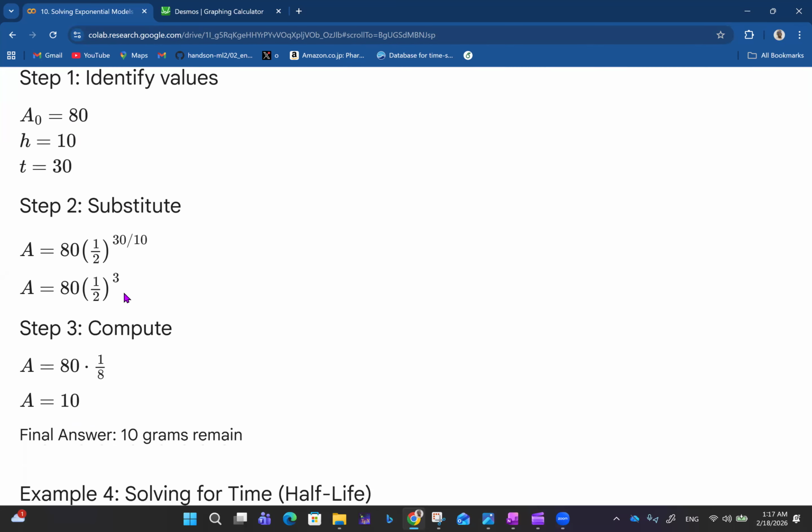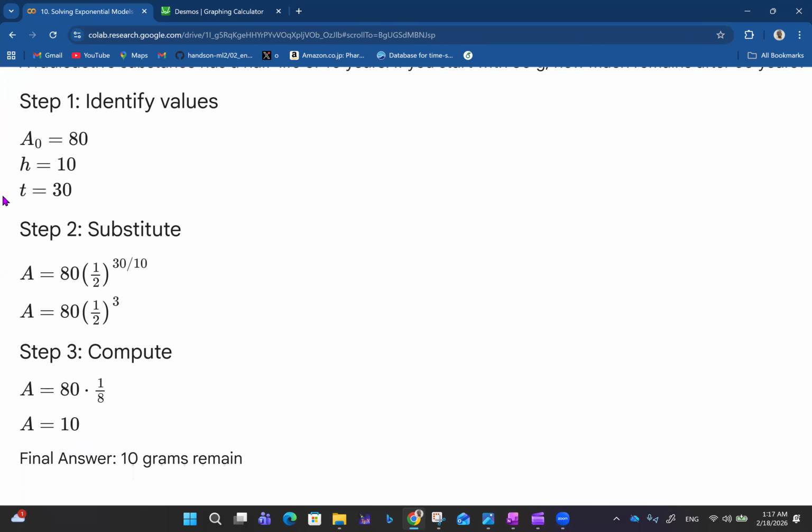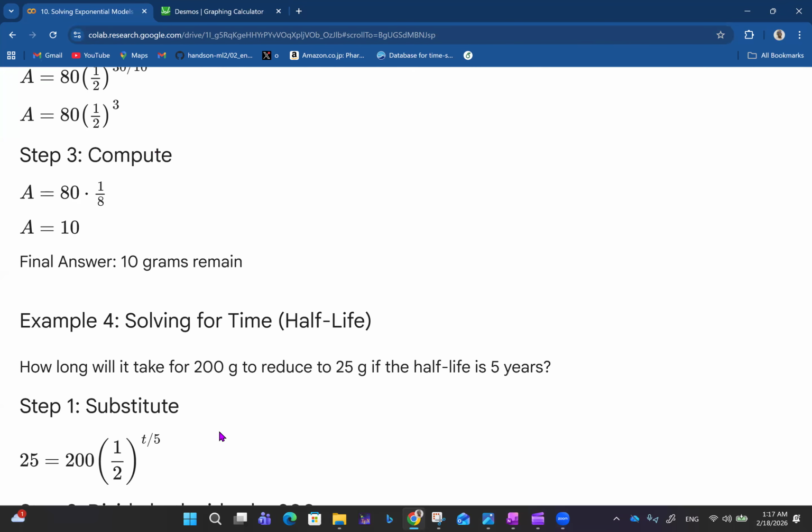Then you can substitute that into the formula, and that is A equals the initial amount times half raised to the power of the time over the half-life. So you then have A equals 80 times half raised to the power 3. Half raised to the power 3 is 1 over 8. So 80 over 8 is 10. So the final answer is after 30 years, 10 grams of the radioactive substance remains. Okay, that's what that is about.